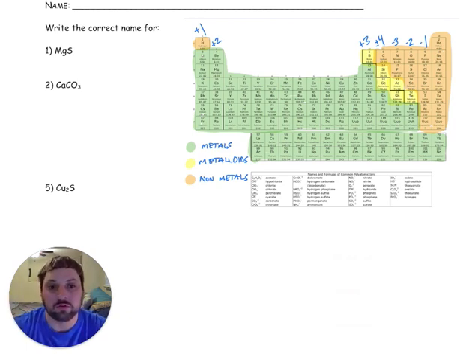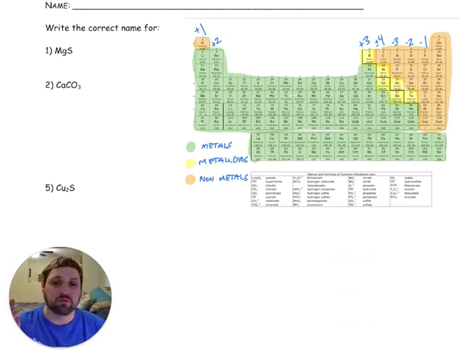I wanted to put a quick video out of the steps required to name ionic compounds and to write formulas for ionic compounds. So I've provided you additional practice in the form of this worksheet that we're looking at here. There's also a key for all of the problems. So let's first take a look at the steps needed to take our formula, such as MgS, and write our name, such as magnesium sulfide.